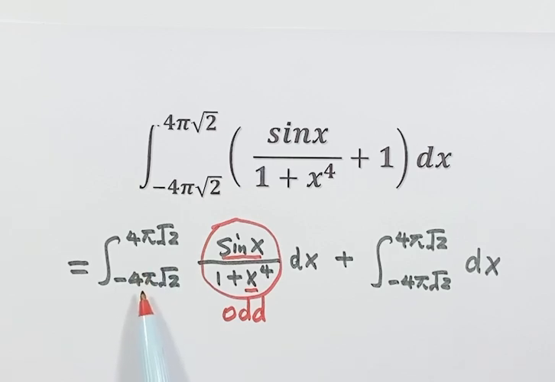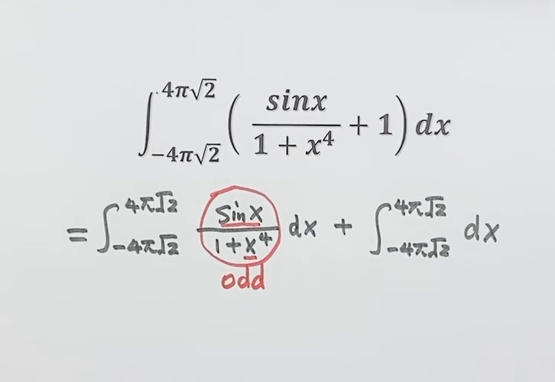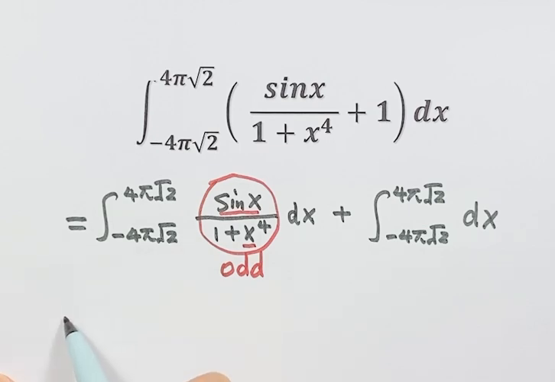So that means this interval is symmetric about 0. So then the integral of an odd function over an interval symmetric about 0 is 0. So that's why the first integral just equals 0.